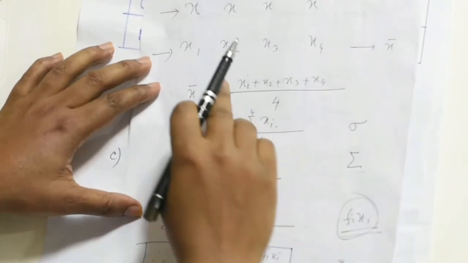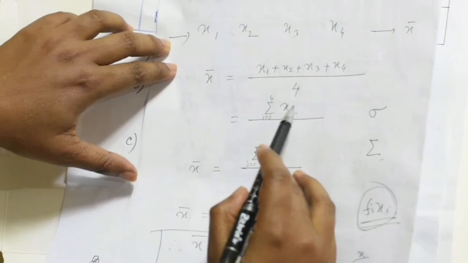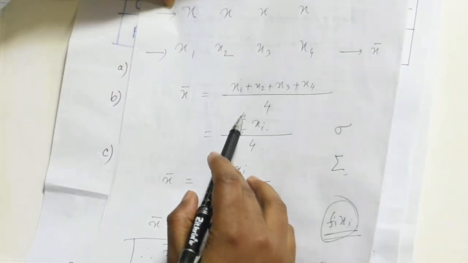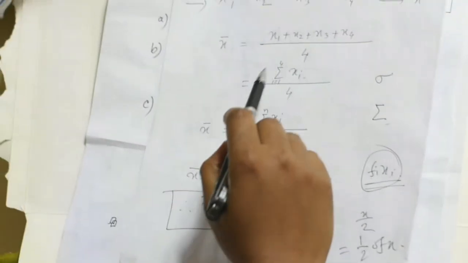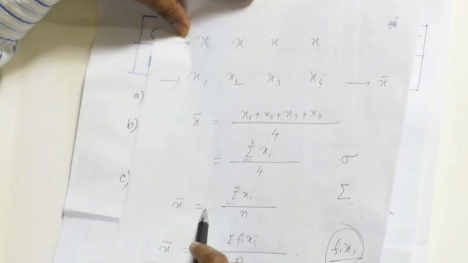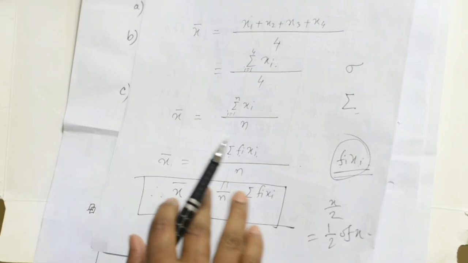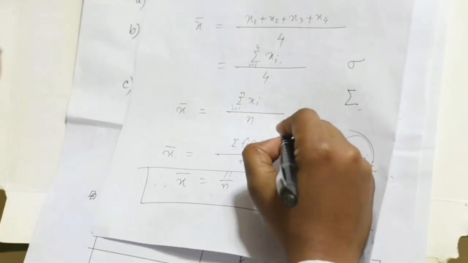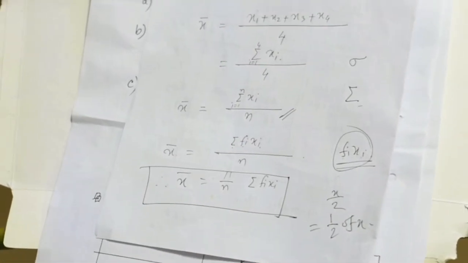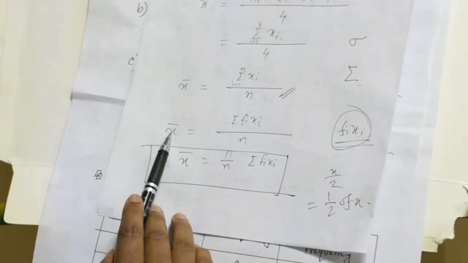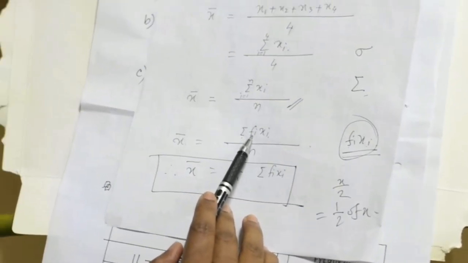Now if there are 10 values, it will be the summation of xi, i varies from 1 to 10, divided by 10. If there are n values, x bar equals the summation of xi, i varies from 1 to n, divided by n. This is for non-classified data, but in case of classified data, x bar equals the summation of fi xi divided by n.